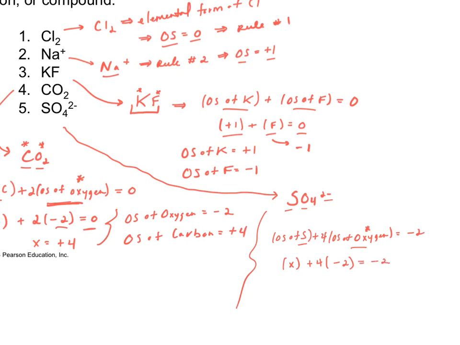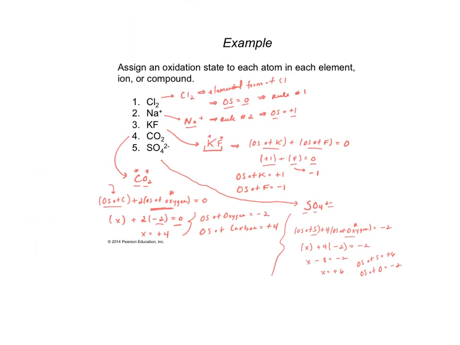This is going to be equal to a -2. So we have X minus 8 is equal to a -2. So X has to be a +6, okay? So the oxidation state of sulfur is a +6 here. The oxidation state of oxygen is a -2. Okay, so that's easy, right? Applying oxidation state rules, assigning the oxidation states of things.